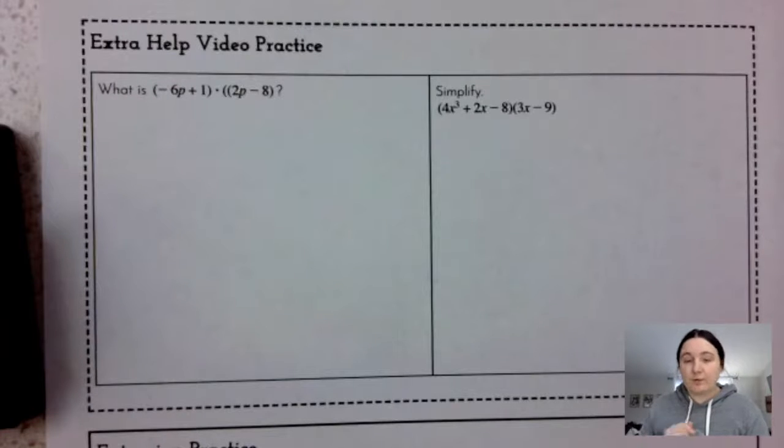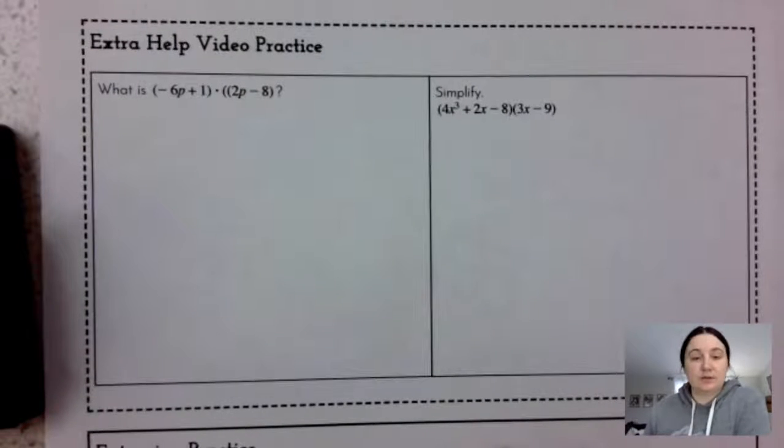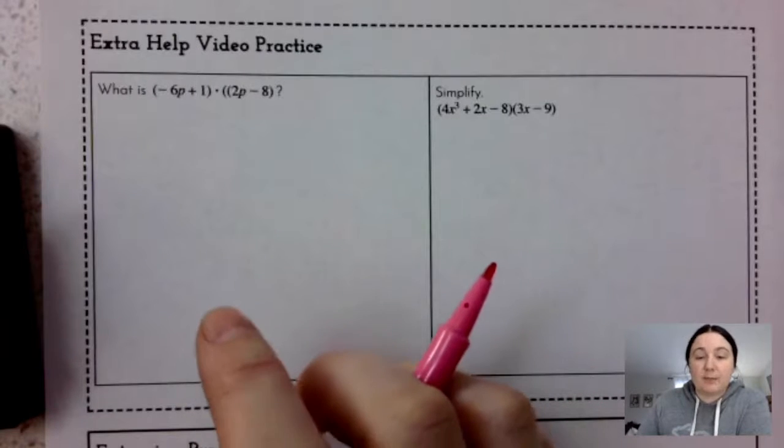In this video, we're going to go through the extra help section for 4.2.2 multiplication. And this is on page 6 in the packet, but you could also just use regular paper. And we learned two methods for multiplication of polynomials, the distributive method and the box method.